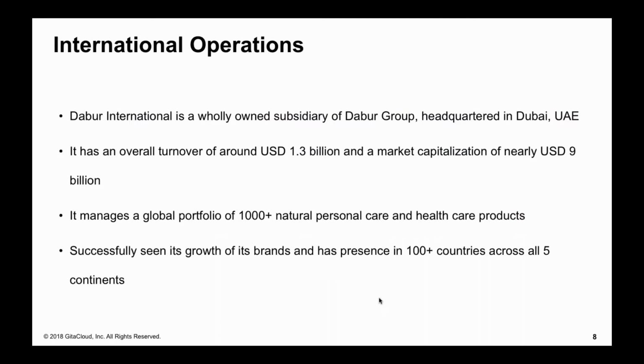Hi, everyone. This is Anand Doraiswamy. I head the supply chain for Dabur International. Just to give you an overview of how the international operations is, it's a wholly owned subsidiary of Dabur Group. A lot of people may know, may not. It's basically an Indian-based organization specializing in hair care, oral care, and skin care products.